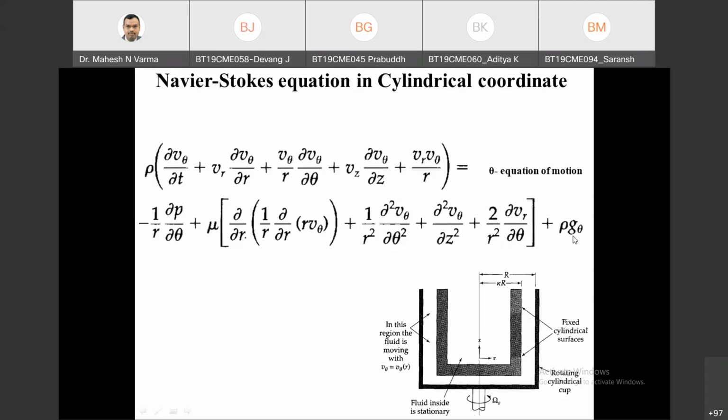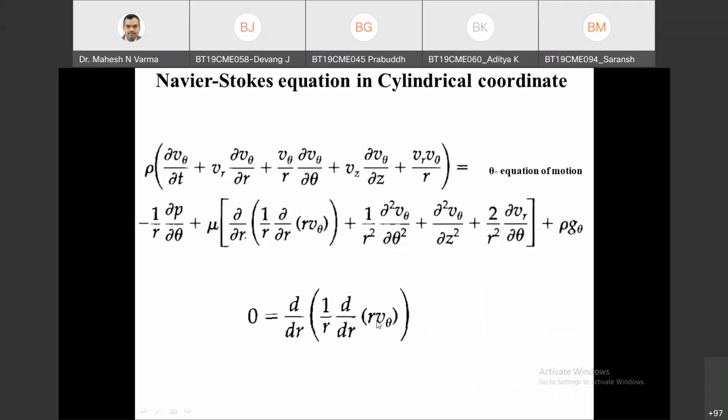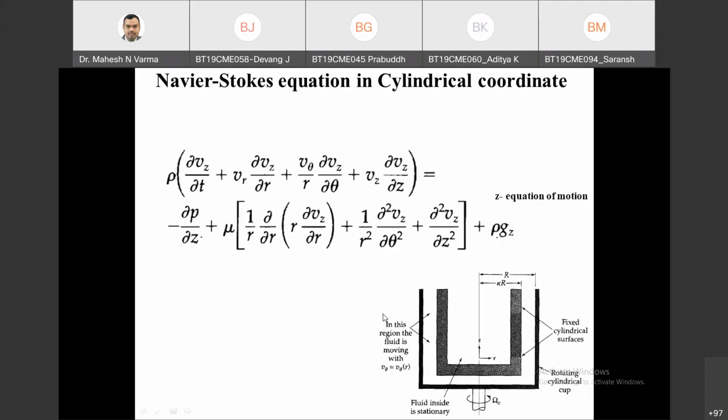So this is the equation which will give me, if I solve it, I will need two boundary conditions and will get a velocity profile. Okay. And now I will go to the third equation of motion, the Z equation of motion, and see what information I can get from this equation of motion.